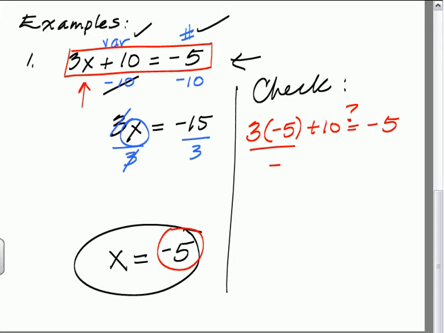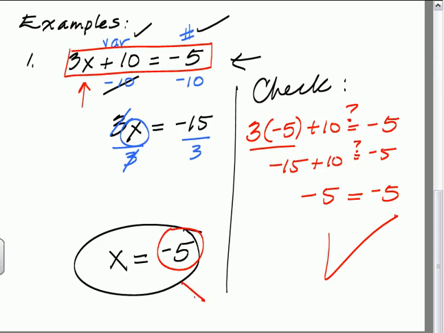3 times negative 5 is a negative 15. And we still don't know if that's equal to a negative 5. Negative 15 plus 10 is a negative 5. And now I can say, yeah, negative 5 does equal a negative 5. When we get a true statement, we know that we've done this problem correctly. So we have verified that negative 5 is the solution.